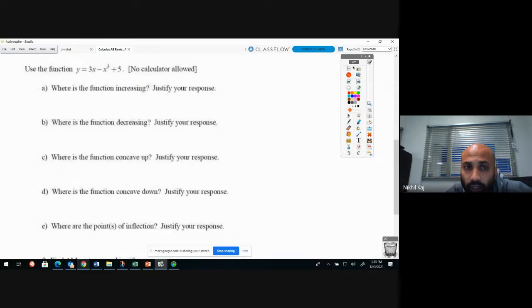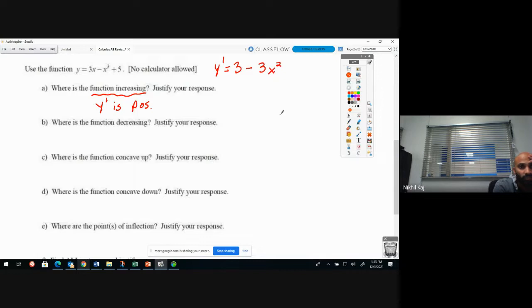Now, here we have another equation. So let's do that. Where is the function increasing? That's when, they're not using f, they're using y. So that's when y prime is positive. So I just justified it already. Now I just have to do the work. y prime equals 3 minus 3x squared. When is it positive? Well, that's when we had to do the sign chart and figure out the zeros.